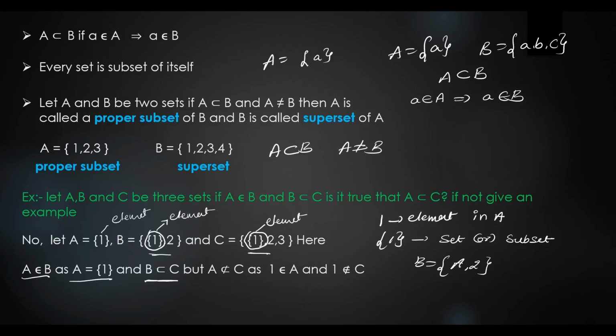B is a subset of C, but A is not a subset of C. Okay. So if you see, C doesn't have the element 1, as 1 belongs to A and 1 does not belong to C. Okay. Going to the next topic.